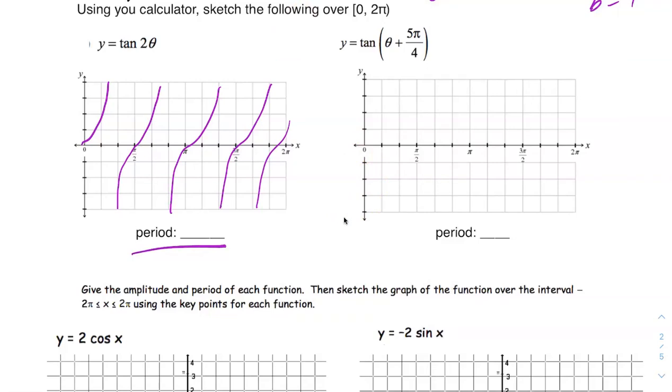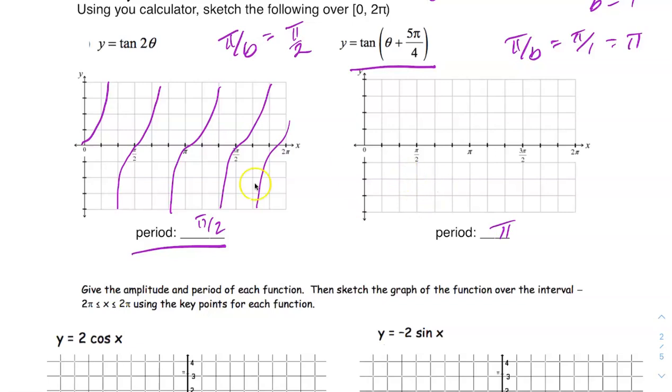Remember the way you do period? It's a little different than sine and cosine. Period is pi over b. That's the form for the period of a tan graph. So here it will be pi over 2. So that's my period. The next one here, my period, pi over b. Well, my b here is 1. So pi over 1, or just pi.